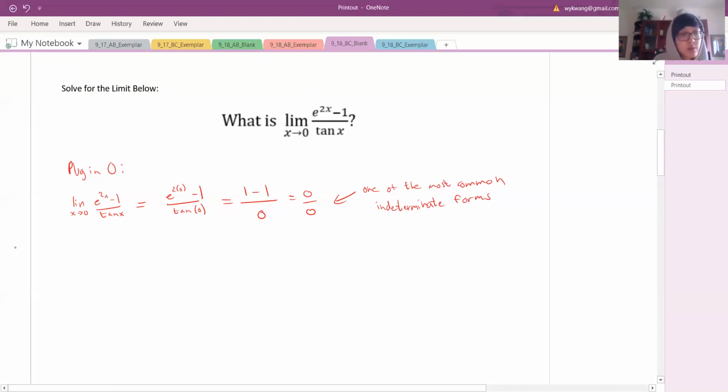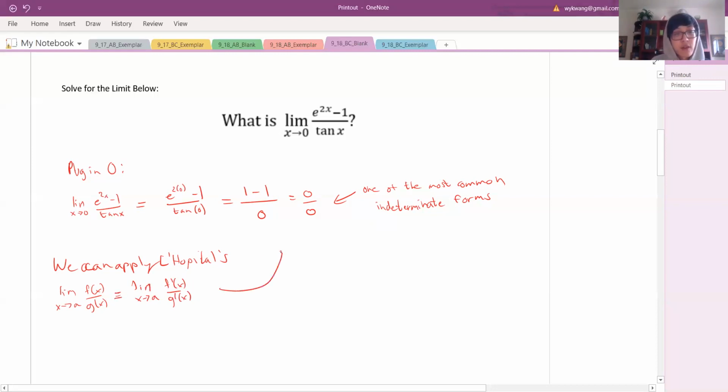So luckily we have 0 over 0, so we can apply L'Hopital's. And L'Hopital's says, again, the limit as x approaches a of f of x over g of x is equal to the limit as x approaches a of f prime of x over g prime of x. So basically the derivative of the top and the bottom. Sorry for my messy handwriting. And again, L'Hopital's only works if we have one of these indeterminate forms, which we do in this case.